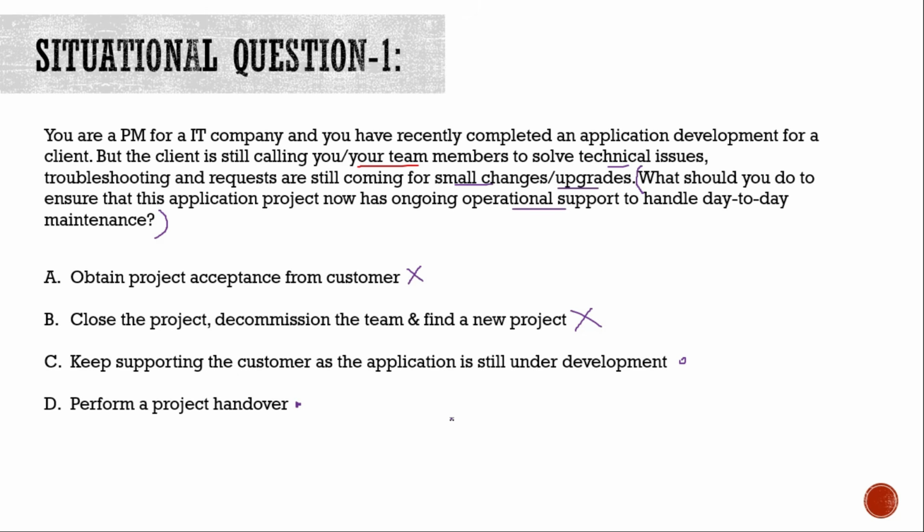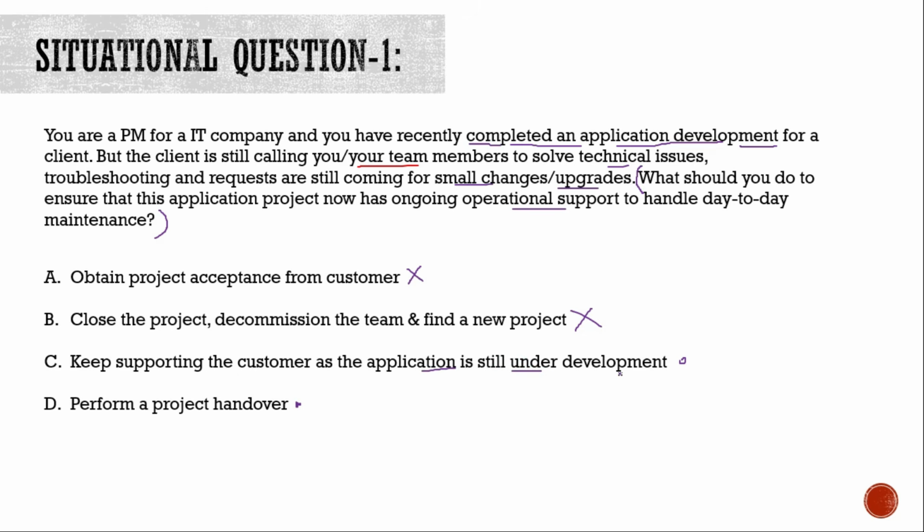Now let's go back to our step 3, which states that iterate the ideal project manager framework to identify the best option. Now if we look at option C, guys, very carefully, it is telling that keep supporting the customer as the application is still under development. Now if you read the question very carefully here, see this. It is saying in the very beginning that the application development is completed. But here it is saying that it is still under development. So mostly it's a wrong option.